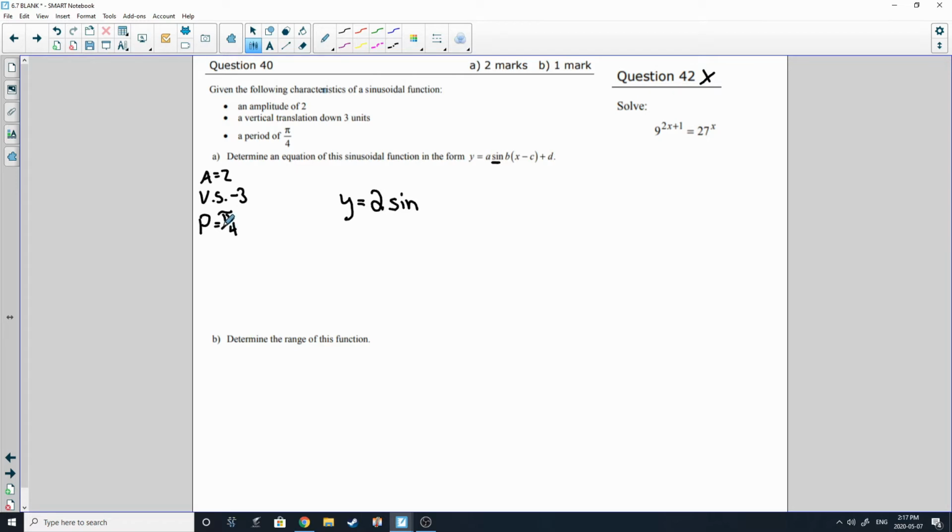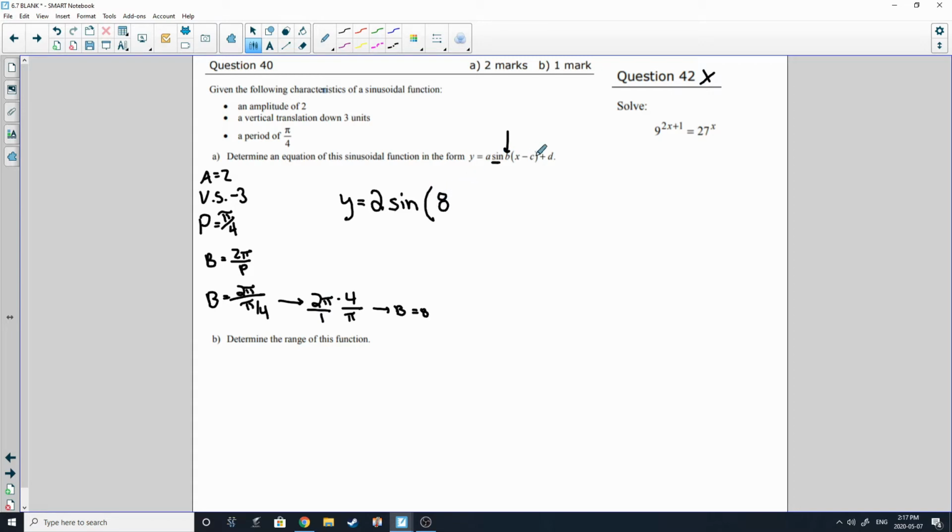Now, we know the period. The equation needs the b value. So just remember that b is 2 pi over the period. So when we go 2 pi divided by pi over 4, what are we going to get here? Just do the reciprocal. So you get 2 pi times 4 over pi. The pi's are going to cancel out when you cross reduce, and you're going to get a b value of 2 times 4, 8. So that's what you're going to throw here. I'm going to just open up another bracket and write 8.